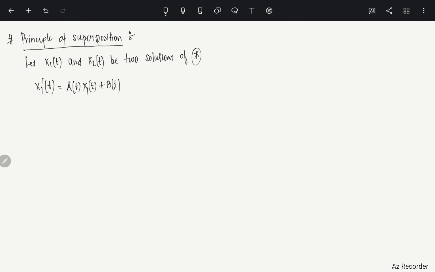And so, sorry, x1'(t) is nothing but A(t)x1(t) + b(t), and also x2'(t) is nothing but A(t)x2(t) + b(t). So those are always satisfied. Therefore, if we define a new function x(t), which is nothing but c1 x1(t) + c2 x2(t).